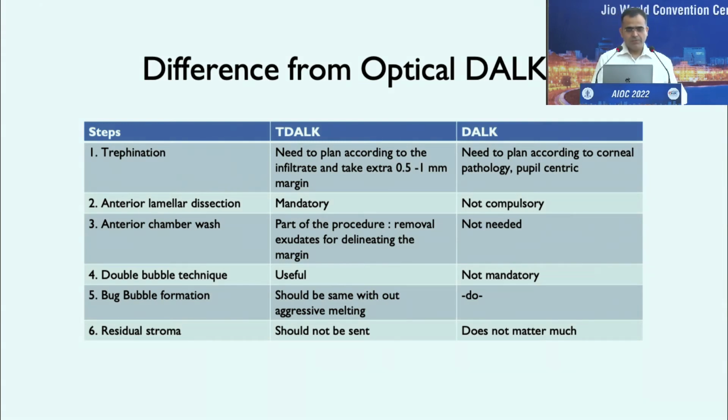So there are few obvious differences, basically I can divide in 6 steps. Like in TDLK and DLK, the trephination needs to be decided based upon the size of infiltrate. Anterior lamellar dissection is always mandatory in TDLK, anterior chamber wash to delineate the size of infiltrate. And double bubble technique I always found to be useful as compared to DLK. And big bubble formation is almost the same. But important thing is we should not leave any bit of stroma because that can be the cause of residual infection. Thank you very much.